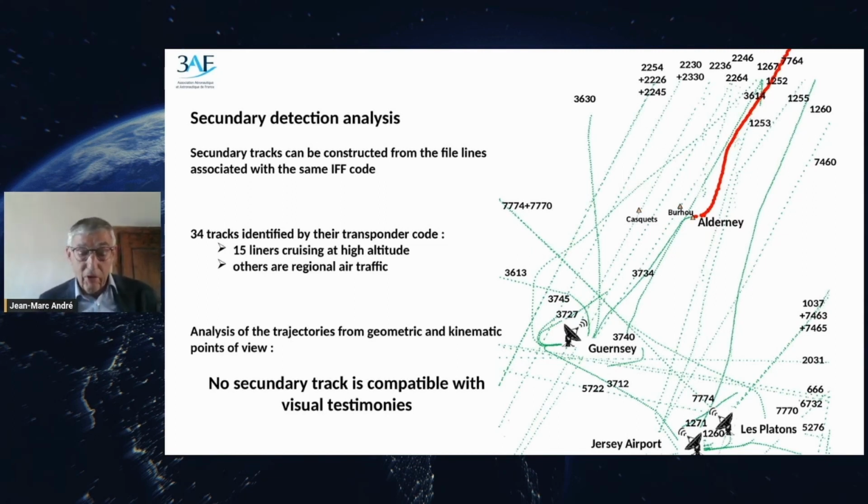We have compared all the trajectories with the visual data from a geometric and kinematic point of view. None of these secondary tracks can match with what the witnesses saw. So we can eliminate them, they are not good candidates to be the UAP.